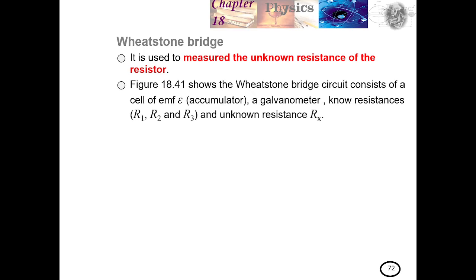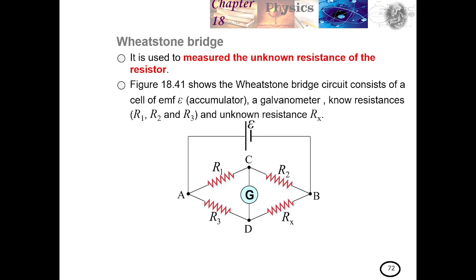Let's say we have three resistors and one unknown resistor. We can use it to find the resistance of that one resistor. This is the common diagram of the Wheatstone bridge. We have four resistors R1, R2, R3 and Rx, and then we have one EMF and a galvanometer between C and D. So this is a very simple Wheatstone bridge.